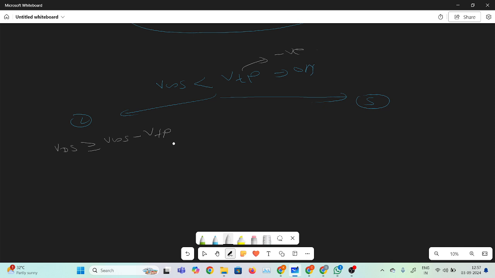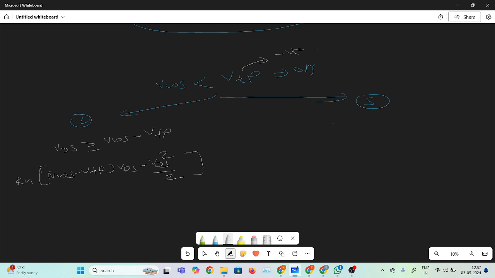Here, greater than in the NMOS means saturation, but here greater than means the linear region. The linear region current expression will be the same: Kp, where Kp is mu p Cox W by L, into VGS minus VTP, into VDS minus VDS square by 2. I hope you understand.